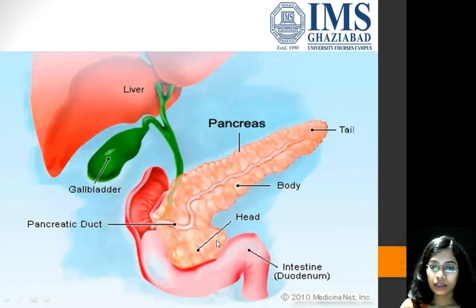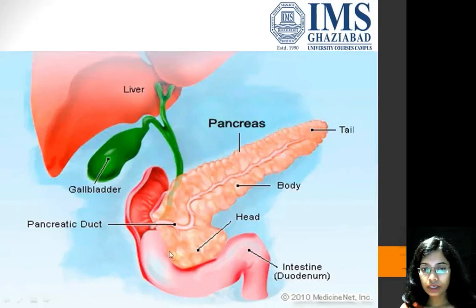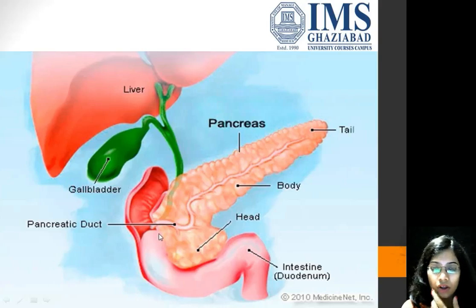This is the head part, this is the body part, and this is the tail part. This is the pancreas. I am discussing this part, that is why it is called J-shaped. It is making a J-shaped structure, and this J-shaped round structure is embedded above the small intestine part, and that is the duodenum.